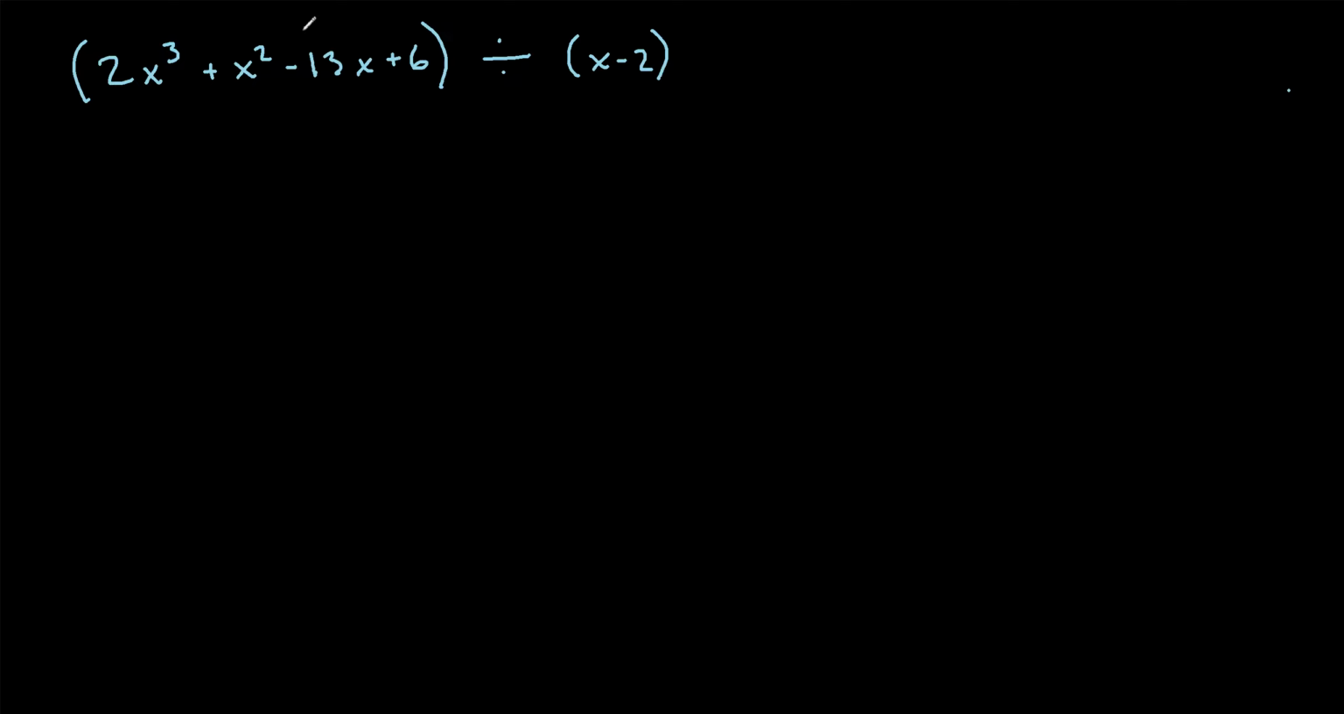In this video, we'll talk about how to do synthetic division. So let's say we have this expression, 2x cubed plus x squared minus 13x plus 6, all of that divided by x minus 2. So how can we perform this division?